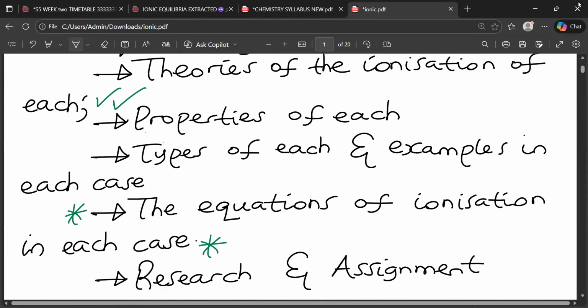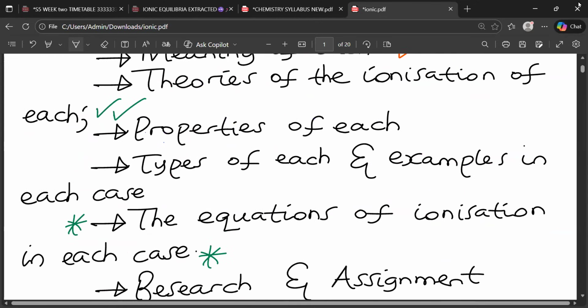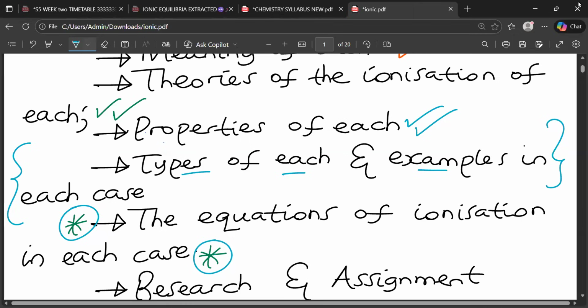So I'll go back to our learning targets and I'll tick the properties. So we are going to talk about the types of each. I told you today we are going to interact together. We are supposed to be interactive. So you're the ones who are going to formulate for me notes for this part. Because the moment we are done with the types of each and the examples, that's when we are going to handle the equations in each case, both acids and bases. You're going to learn new equations you've never heard of. And they are going to take time for you to think things are easy.